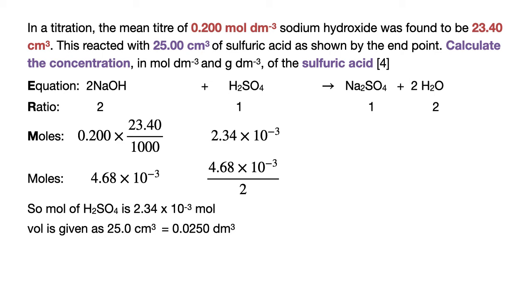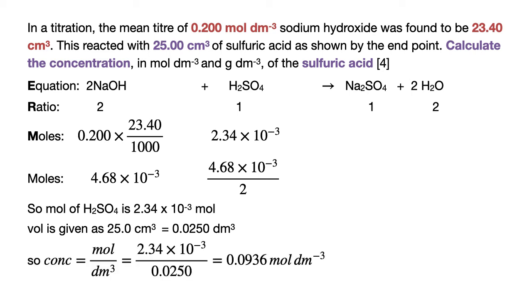We know the exact volume of sulfuric acid that we had in our conical flask, and I've converted that to decimetres cubed just to make the calculating that little bit easier and make it correct. So that's 0.0250 decimetres cubed of sulfuric acid. And now we can finally calculate our concentration in moles per decimetre cubed to start with. So to do the mole per dm cubed, you just divide the moles of sulfuric acid by the dm cubed. So the concentration of our sulfuric acid, 2.34 times 10 to the minus 3, divided by 0.0250. And that gives us our concentration, 0.0936 mole per dm cubed.